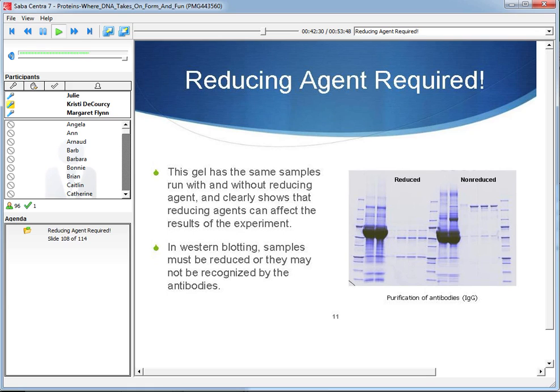This is an experiment showing the purification of antibodies, of immunoglobulin molecules, and on the left you've got the samples reduced, and on the right the same samples non-reduced.